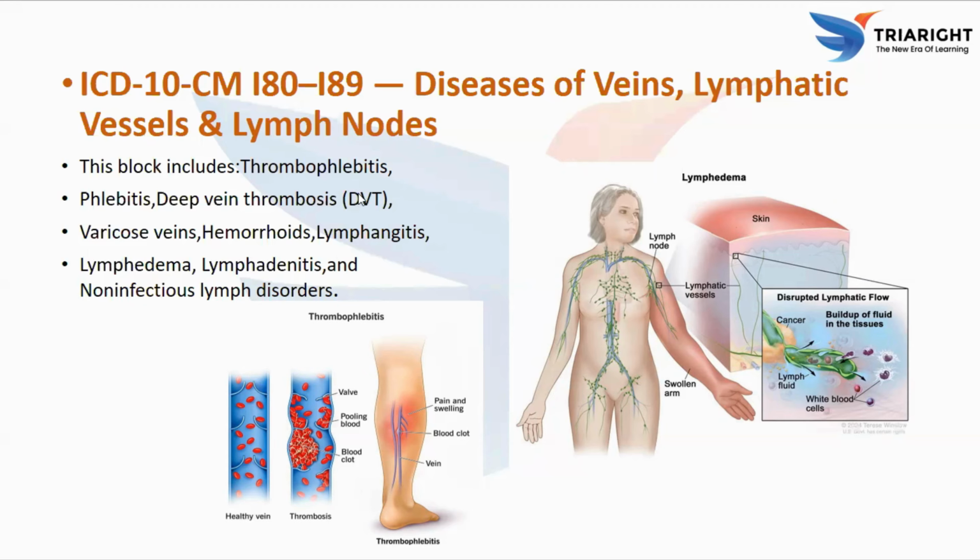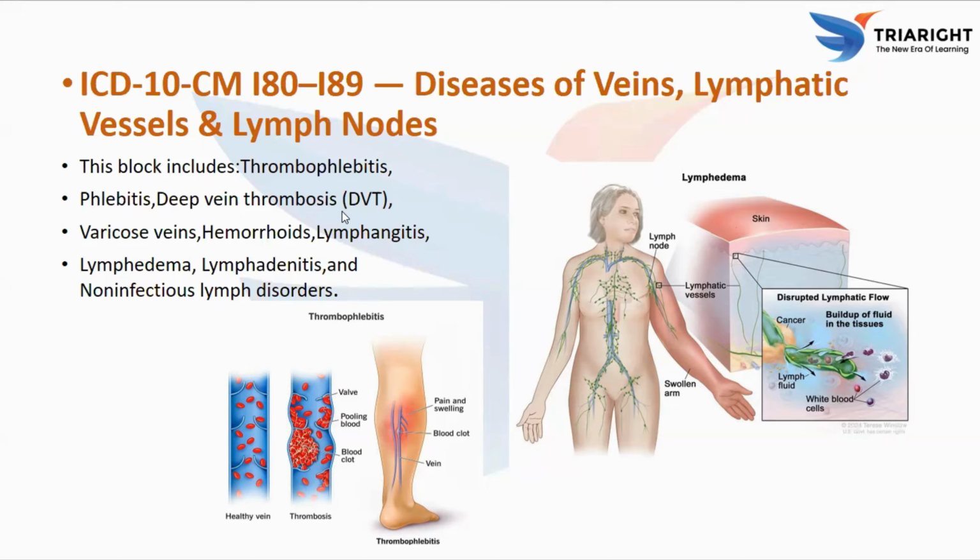So this block includes thrombophlebitis. What do you mean by thrombophlebitis? It's an inflammation of a vein with a clot. So you have to assign the code I-80. Next, phlebitis. Phlebitis is nothing but inflammation of a vein without a clot. You have to assign the code I-80.